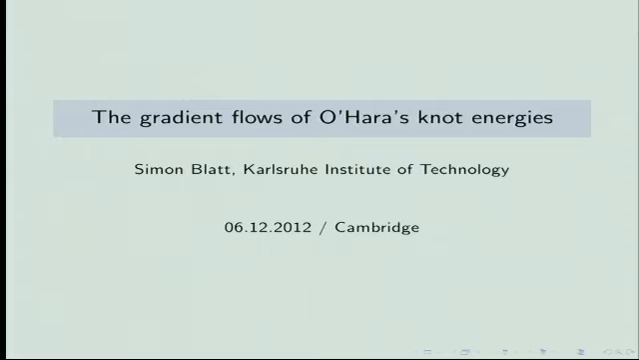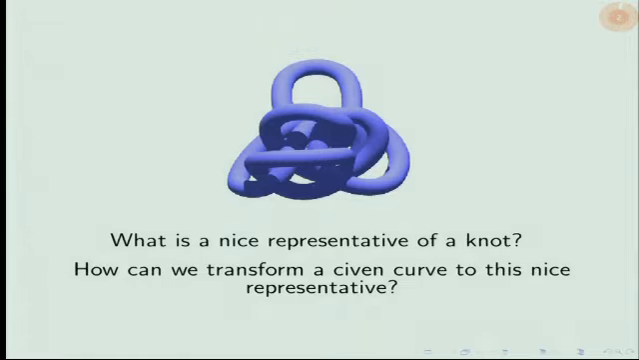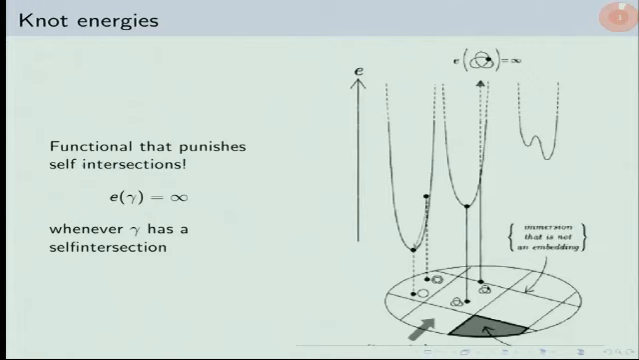I'm speaking about knot energies, and I think we have heard plenty of things about knot energies. The questions I want to answer here are somehow related to these things. Given such a nice or ugly shape of a knot, what is the nice representative of this knot? And how can we transform a given knot into this representative? And we want to do that using knot energies.